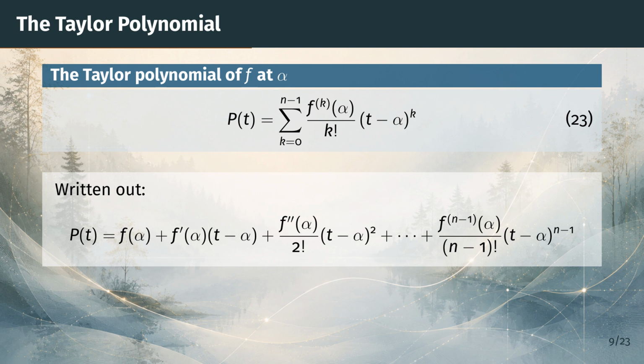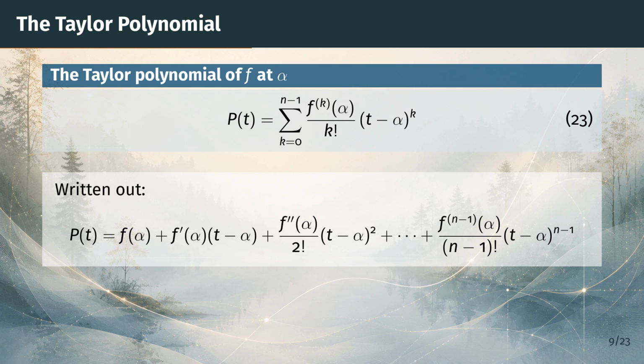Equation 23 defines the Taylor polynomial p. It is a sum over k from 0 to n minus 1, and the term of index k is the derivative of order k of f at alpha divided by k factorial, times t minus alpha raised to the power k. Below the block, the sum is written out term by term.